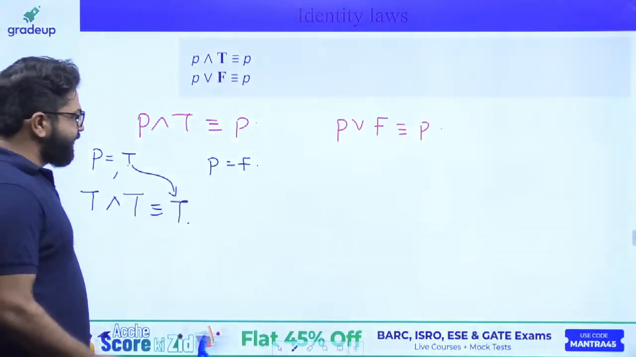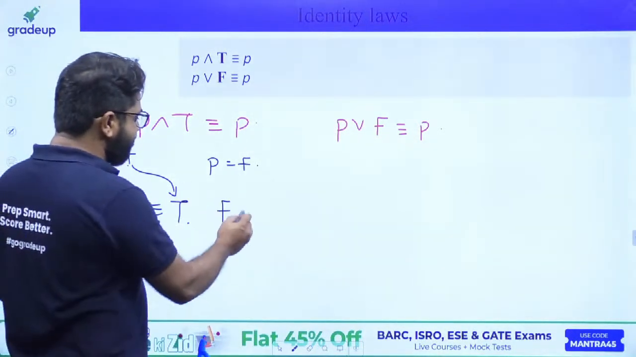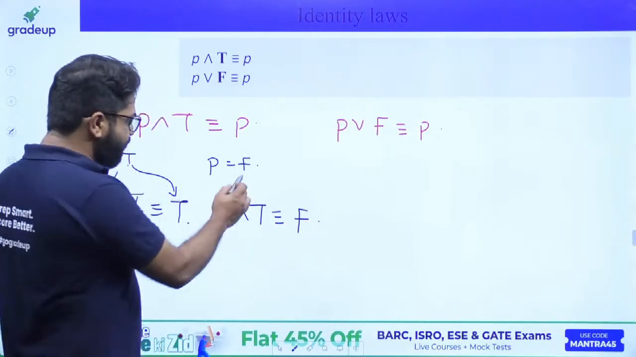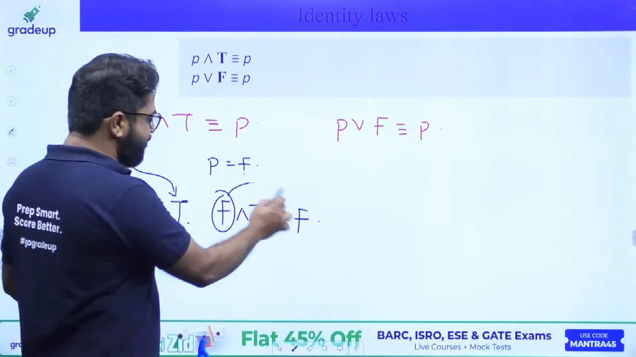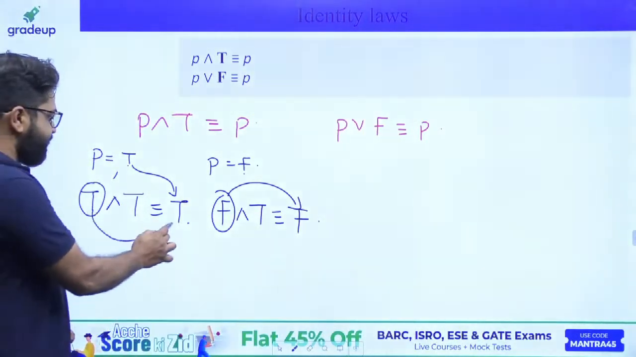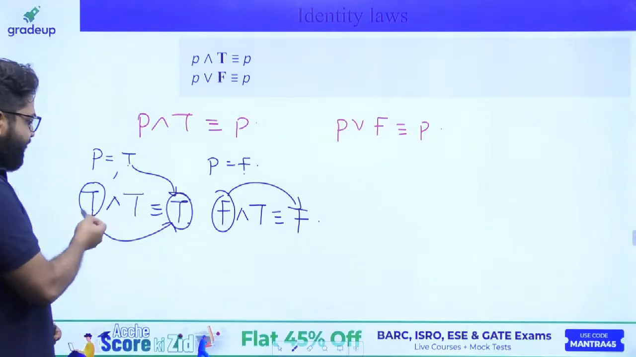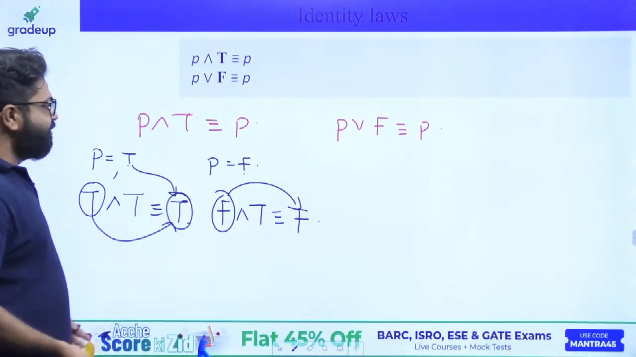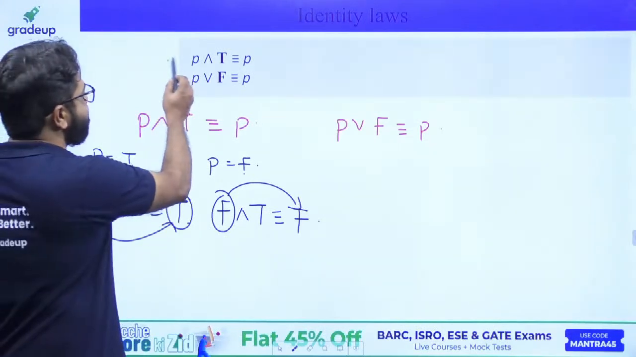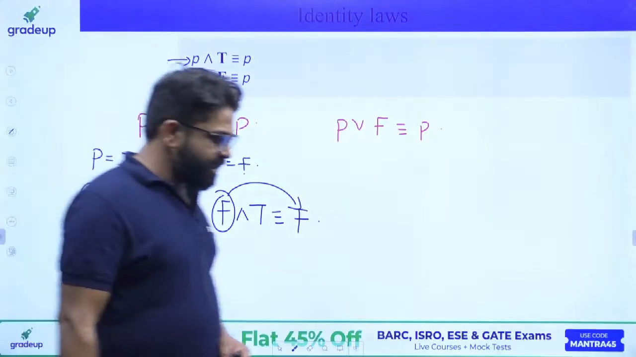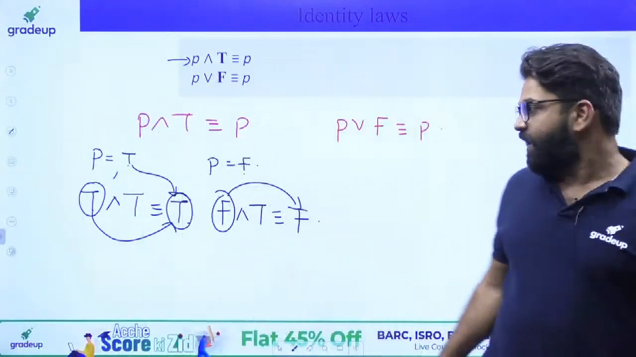What will happen if I take a false? If you take false here and substitute, your answer you will be getting as false. So you are taking P as false and the answer you are getting is false. When you are taking P as true, your answer is true. When you are taking false, you are getting false. So that's how we can understand whatever the values we are taking with respect to P, we are getting P. So always remember this thing.